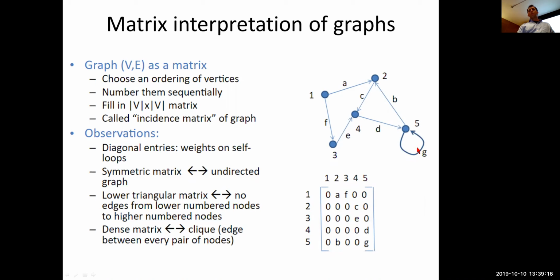So here I have a self loop between 5 and itself with weight G, and I can represent that along the diagonal. The lower triangular matrix tells you what's incident upon something, and then the upper diagonal tells you the opposite. Okay, so for a dense matrix, you may have many more connectivities. For a sparse matrix, you will have fewer connectivities.